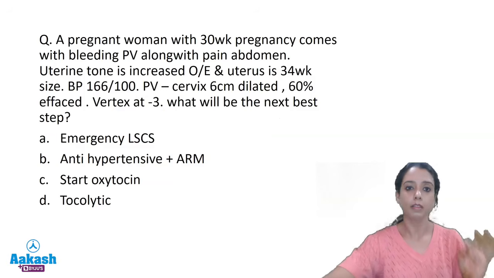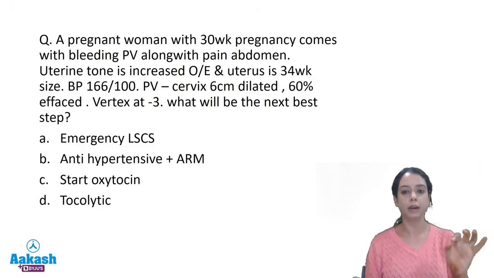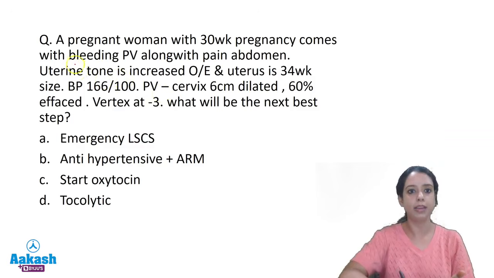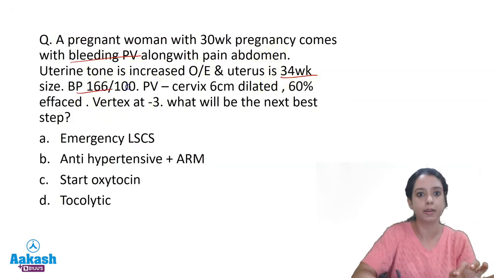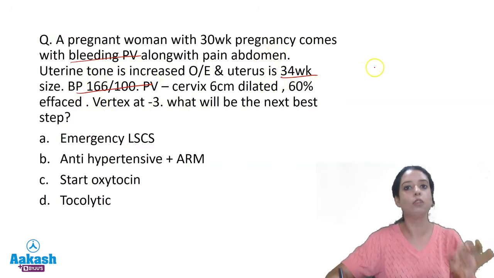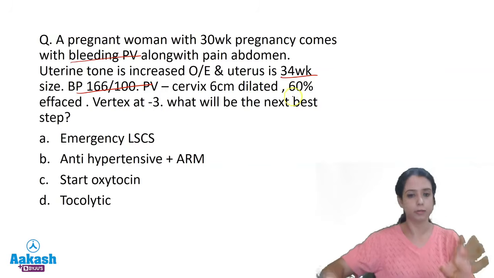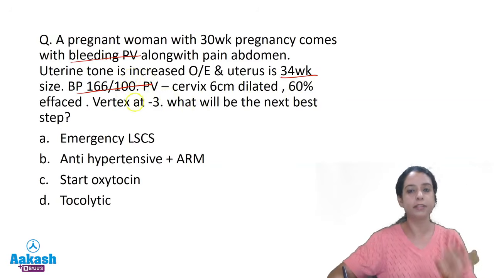Next, a pregnant woman comes at 30 weeks of pregnancy with bleeding PV. So it is antepartum hemorrhage. Now what is the cause? Uterine tone is increased. The uterus is 34 weeks in size, so the size is larger than expected, tone is increased, and there is high blood pressure. You are all smart enough. It is a case of abruption. Clear. High blood pressure with abruption.